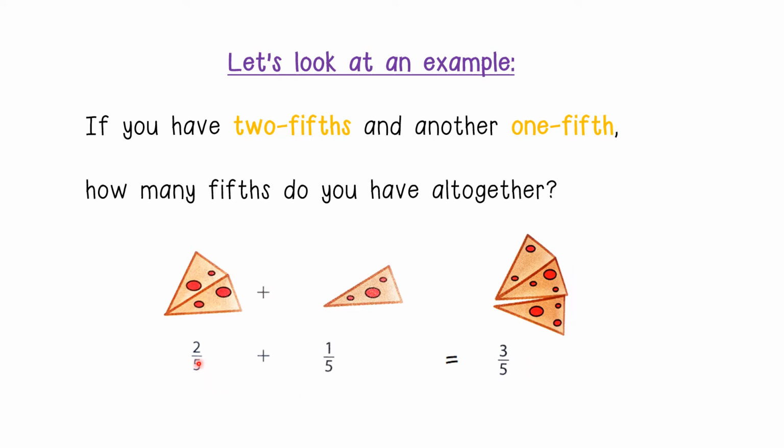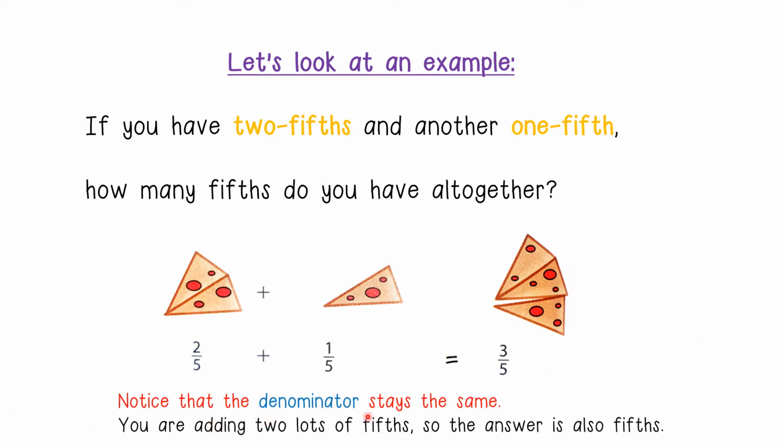Can you see all we did was add the numerators? Remember, the numerators are the numbers on the top of a fraction. So we added the numerators. 2 plus 1 will give us 3. But our denominators, which are the numbers at the bottom of a fraction, remained the same because we are dealing with fifths. Right? So 2/5 plus 1/5 will give us 3/5.